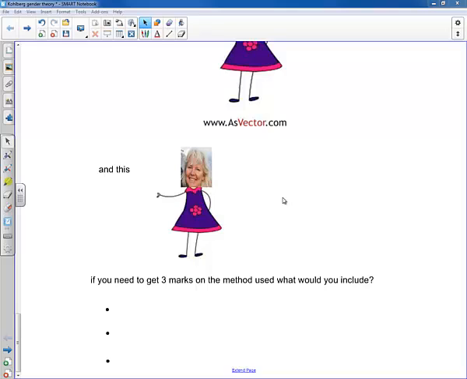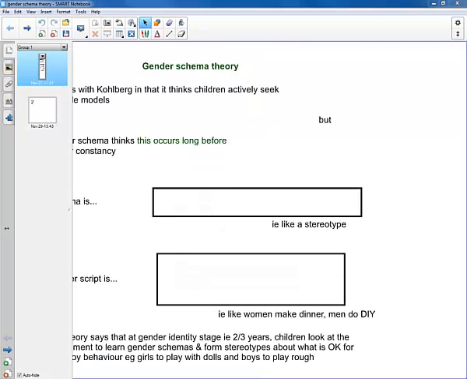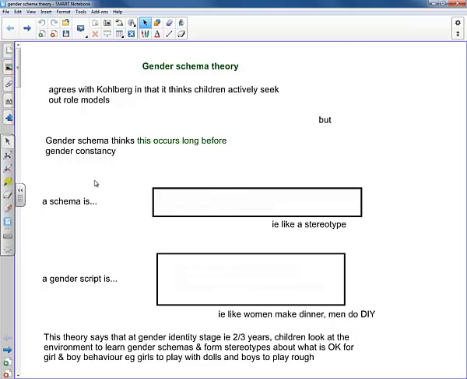Since then, the board has asked us to cover another cognitive approach, and that's called gender schema theory. So that's on your notes as well. Okay, gender schema theory agrees with Kohlberg and thinks that we actively seek out role models. Again, it's a cognitive model because there's something that's going on between the stimulus and the response. We've got active processing involved. That's why it's cognitive. Gender schema thinks this occurs long before gender constancy.